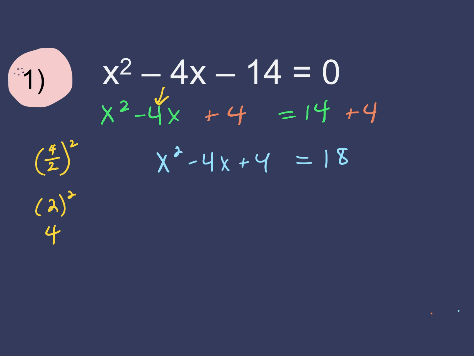How did you get 4/2 again? I take the middle term, whatever's attached to that x, divide it by 2, and then square it. Always.